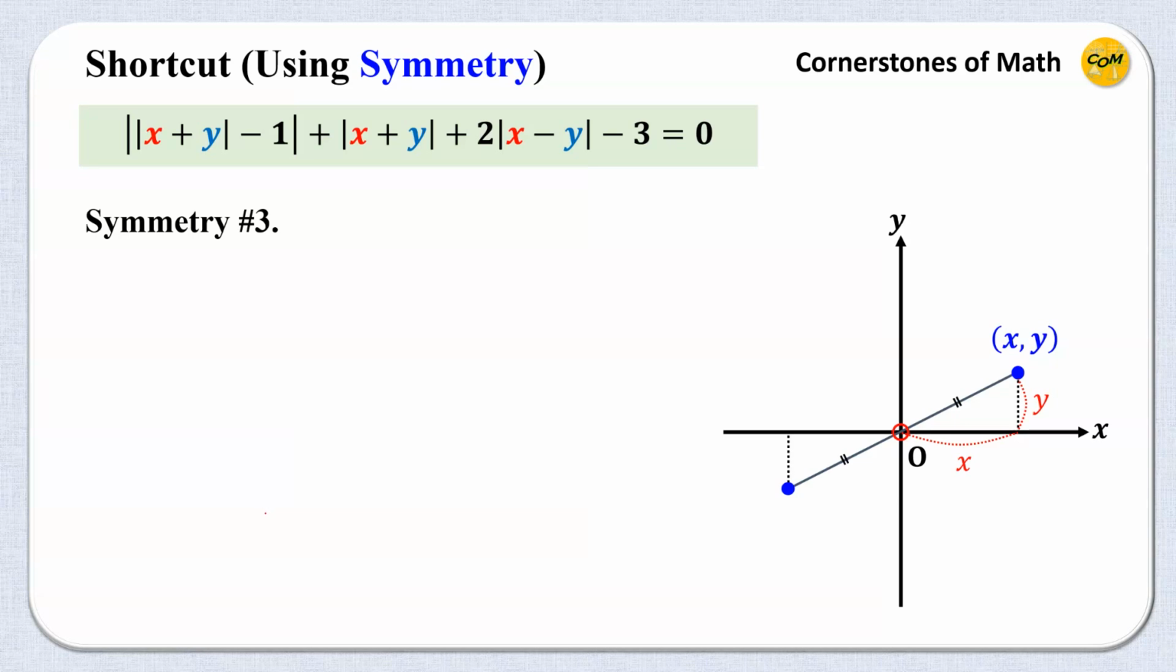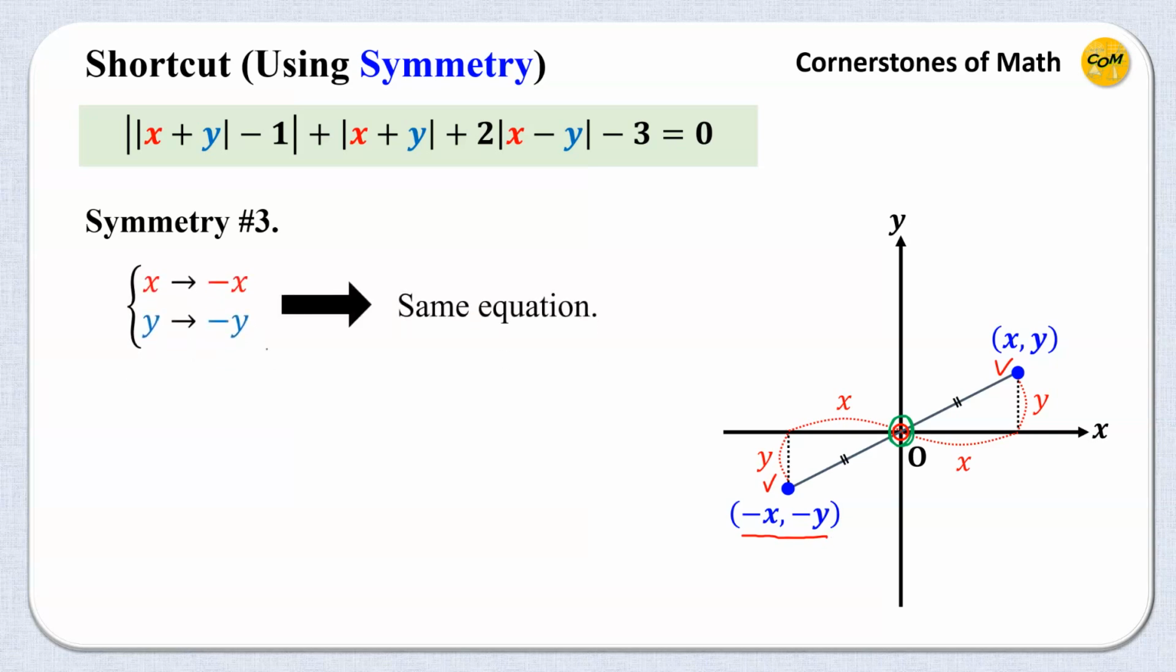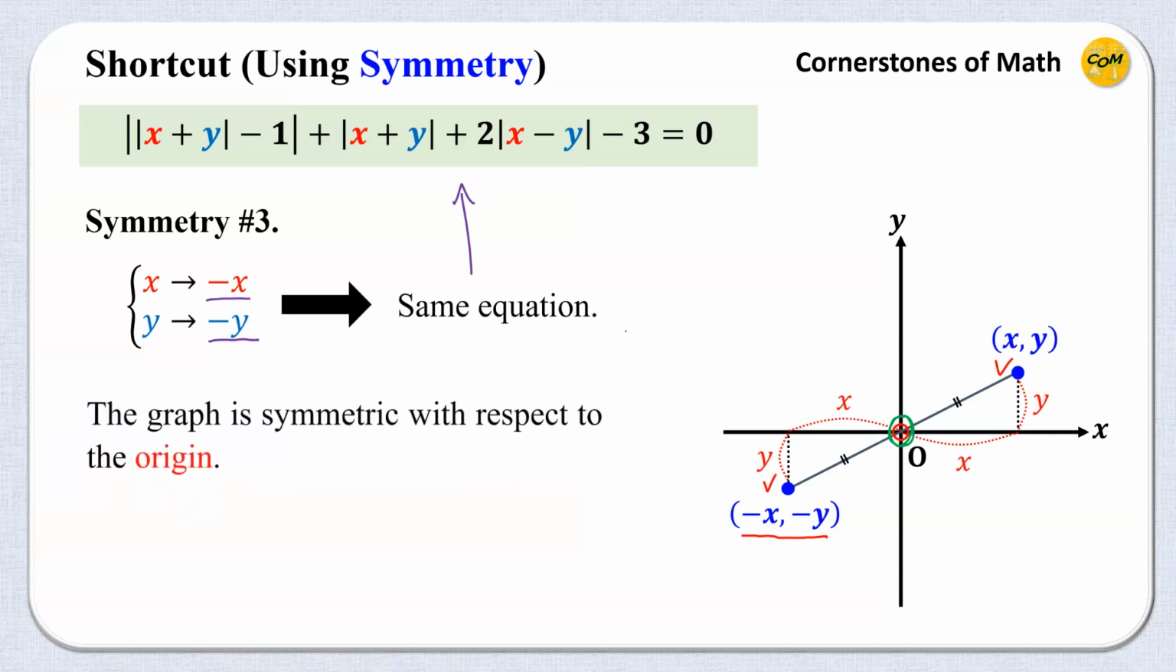And let us identify one last symmetry before moving on to the next part, just for the sake of completion. This one is the symmetry with respect to the origin. And this one is also really easy. If these 2 points are symmetric with respect to the origin, then the coordinates of the other point must be minus x, minus y. And we can easily find out that if we replace x and y with minus x and minus y respectively, we arrive at the same equation. Therefore, the graph is symmetric with respect to the origin.